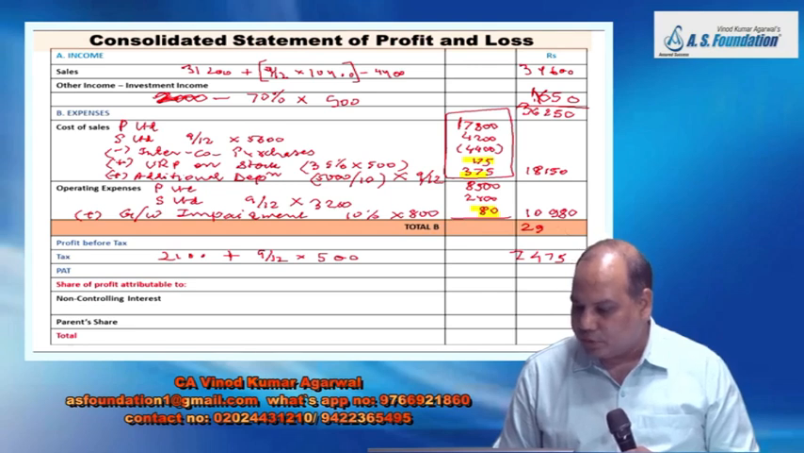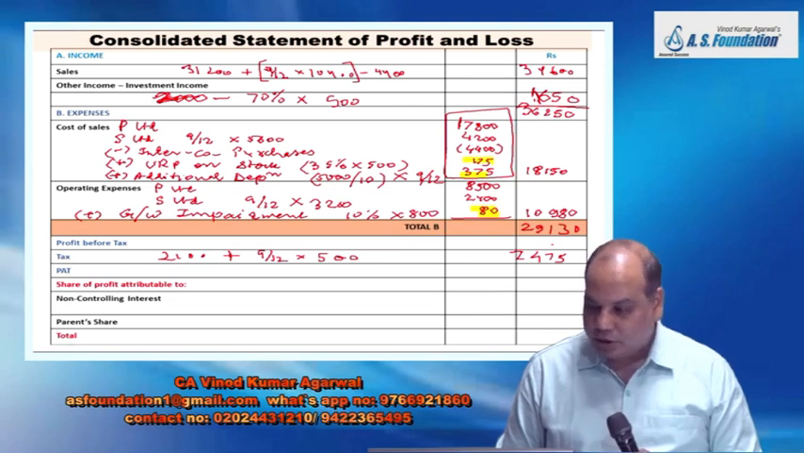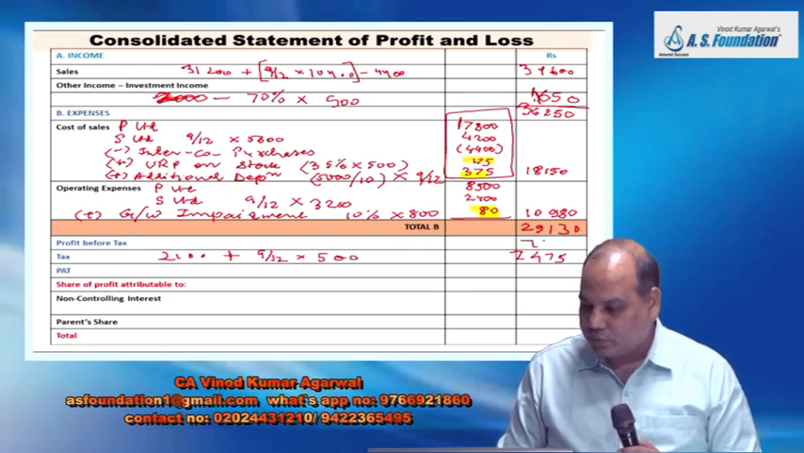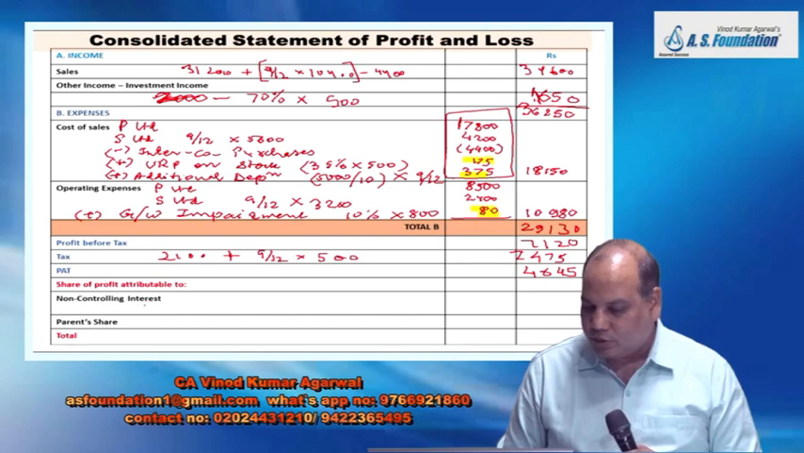So tell me profit before tax. 36,250 minus 29,130 is 7,120. Minus tax 2,475 gives 4,645. Share of profit attributable to NCI.